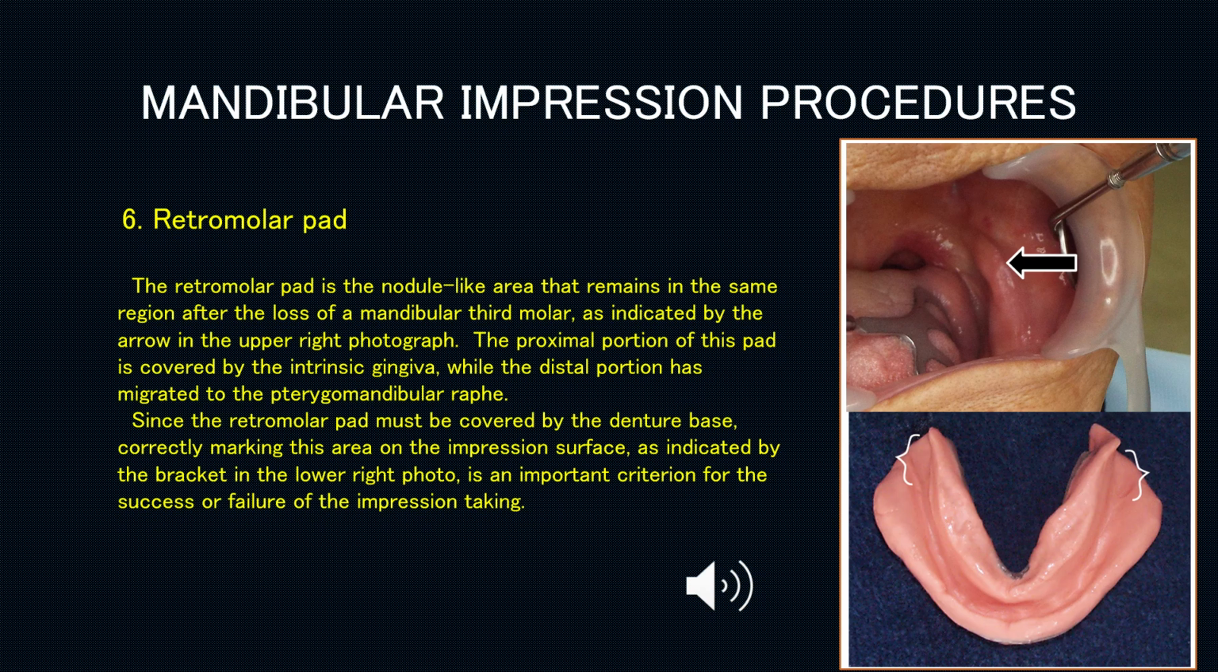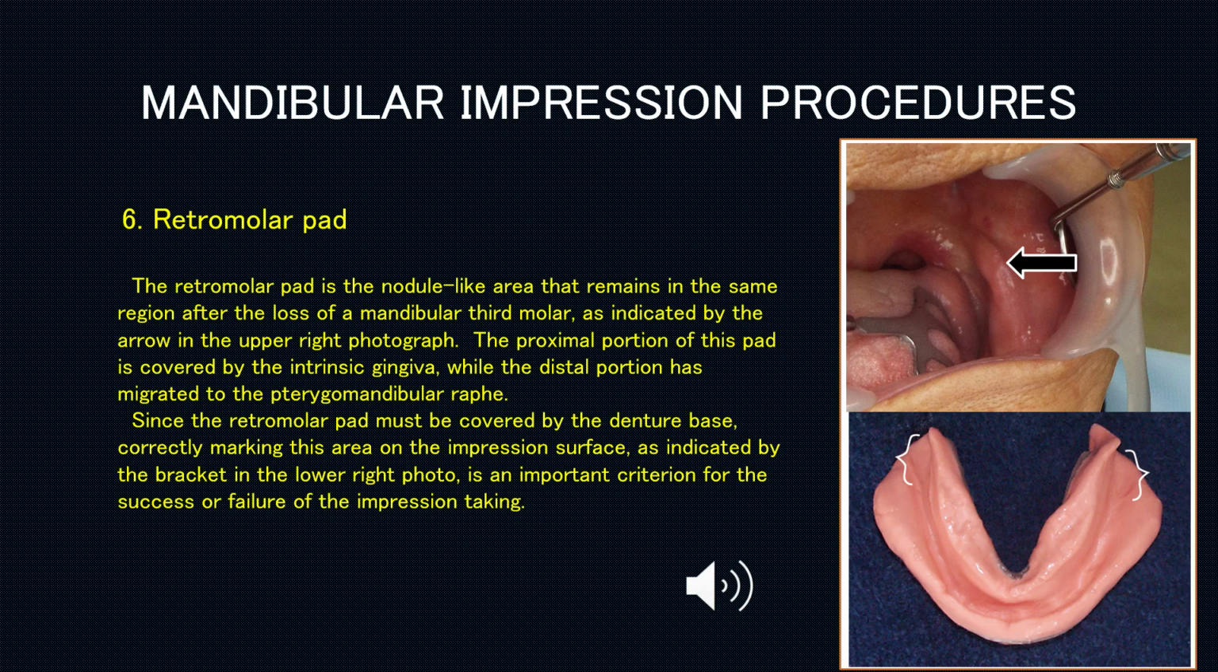Six. Retromolar pad. The retromolar pad is the nodule-like area that remains in the same region after the loss of a mandibular third molar, as indicated by the arrow in the upper right photograph.